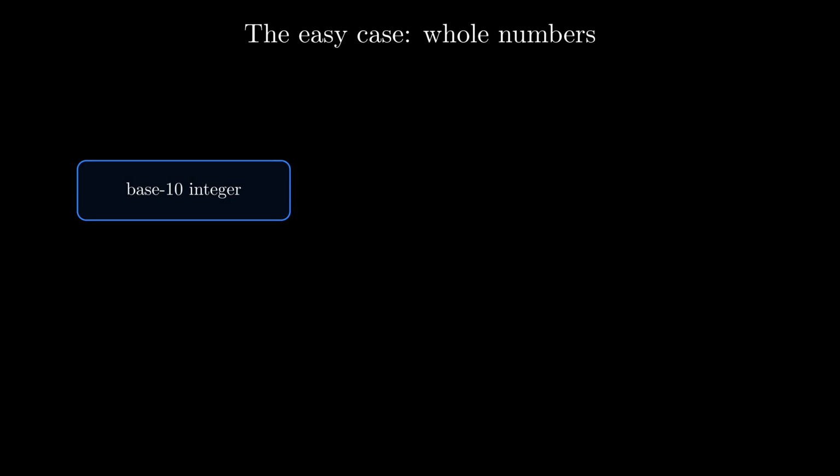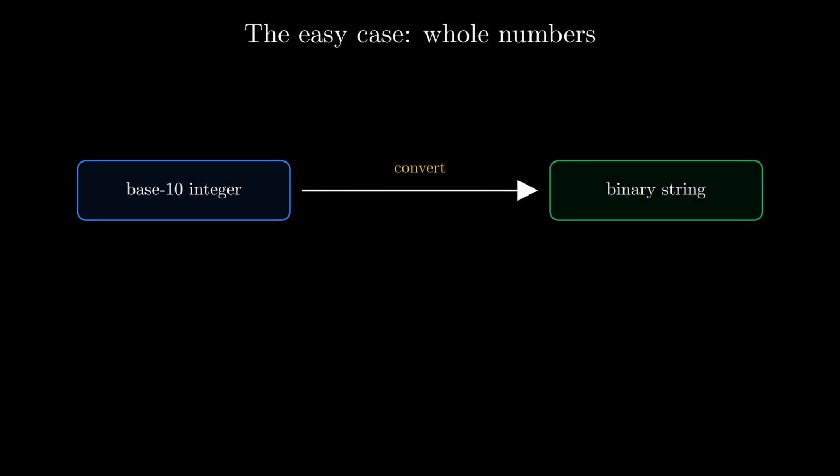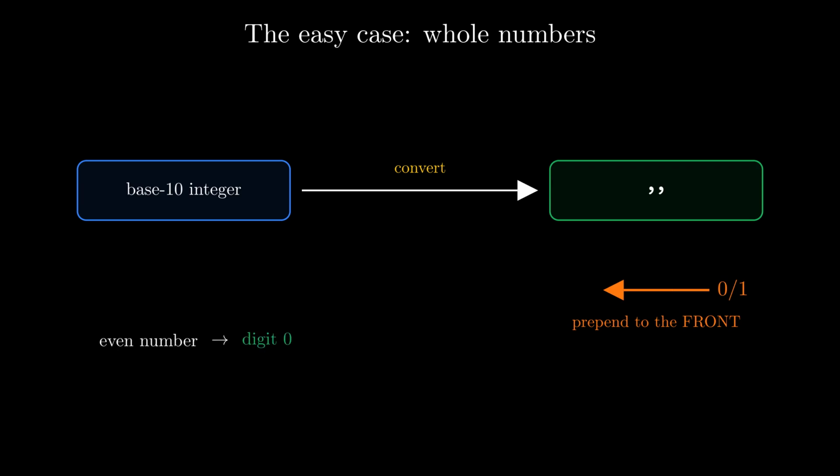Computers store everything in base 2 using only zeros and ones, so we need a way to turn a base 10 integer into its base 2 string. The algorithm builds that string one digit at a time. It starts empty, and on each step, it figures out the next binary digit and prepends it to the front of the string. A digit is either 0 or 1, decided by whether the current number is odd or even.